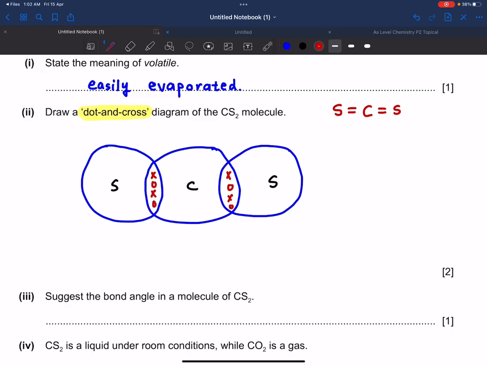So now sulfur is from group what? Let me look at the periodic table. Group 16, which means that it has 6 electrons in its outer shell, in which 2 are used in bonding with the carbon atom. So still it has 2 lone pairs. If you forget to draw the lone pairs, you lose a mark. So you got to draw them.